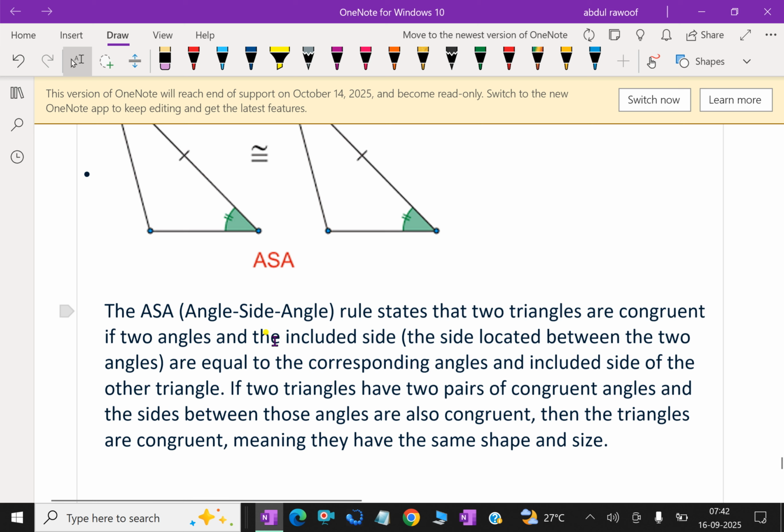The ASA, angle side angle, rule states that two triangles are congruent if two angles and the included side, the side located between the two angles, are equal to the corresponding angles and included side of the other triangle. If two triangles have two pairs of congruent angles and the sides between those angles are also congruent, then the triangles are congruent, meaning they have the same shape and size.